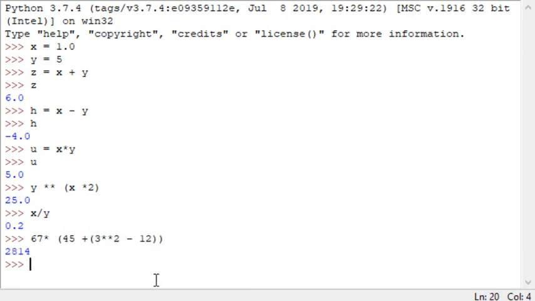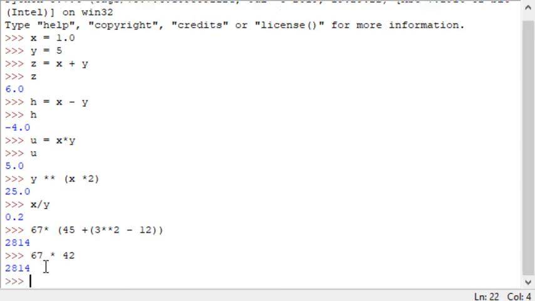So let's do the math. 3 raised to power 2, that's 9. 9 minus 12, and that is minus 3, isn't it? Yeah, minus 3. 45 minus 3, that's 42. So 67 times 42. I can do that with my head. So Python satisfies BODMAS.